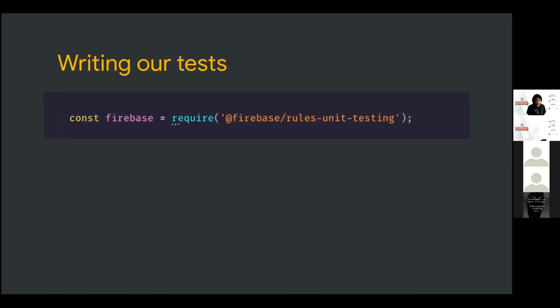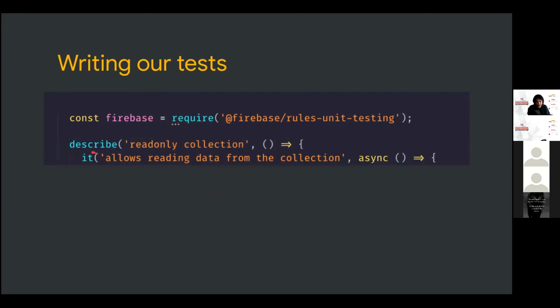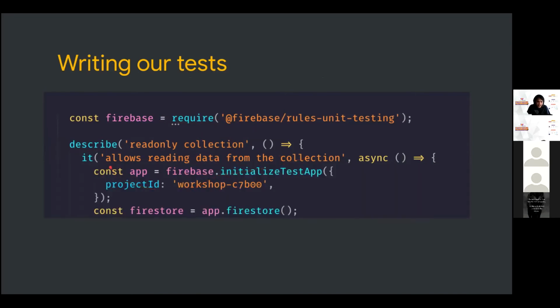So first, let's write our test. In our test, we first load the Firebase unit testing library, and then we start defining our test. This is how tests are defined using Mocha. It might vary depending on your testing framework. Here we define each test case. The first test case is: it allows reading data from the collection. Next, we initialize the Firebase app.